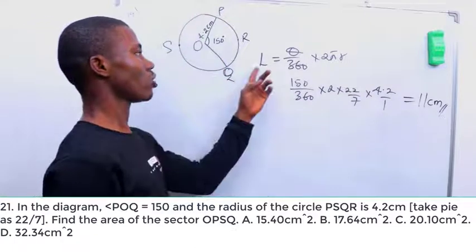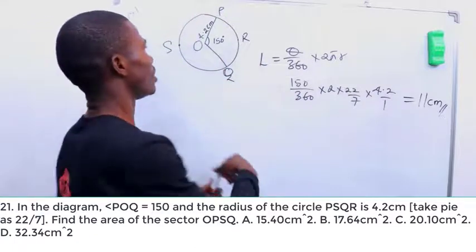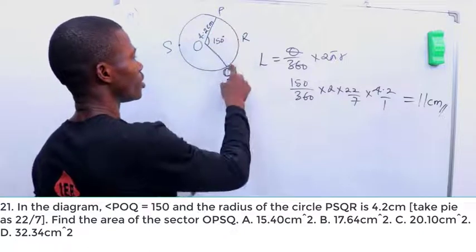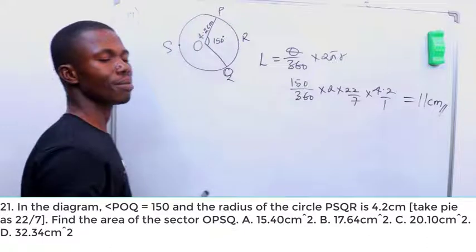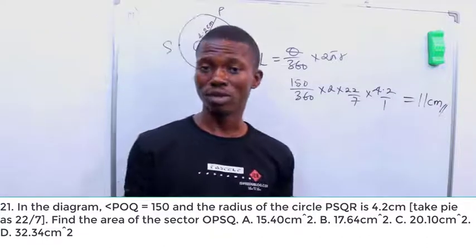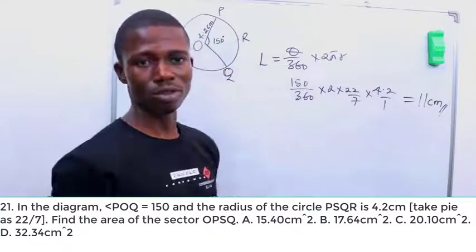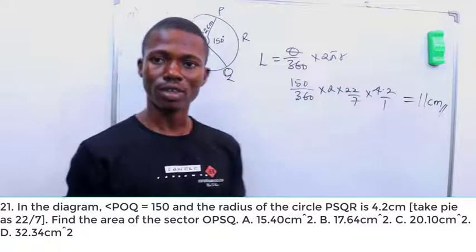But now the first one we found is the length. The length is the distance from here to here. Second is the area. They want us to find the area occupied by the major segment, the bigger segment, major sector of this diagram.